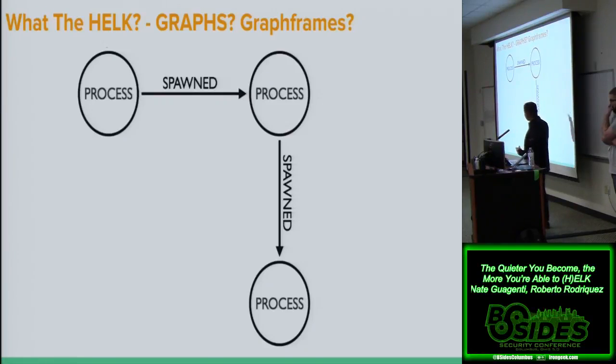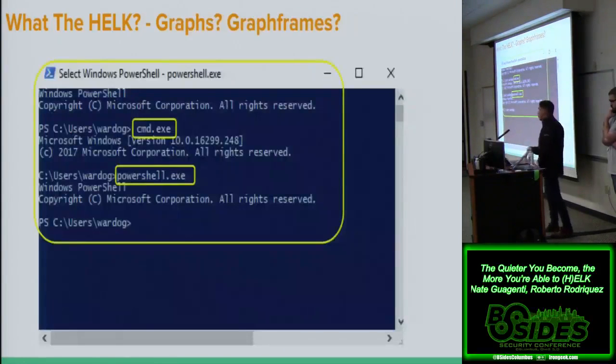My nodes are my processes, right? Process. That's also called my vertex. And my edge, or my edges, is pretty much the relationship from node to node, spawn, right? Simple stuff. So then I just want to do an example real quick.